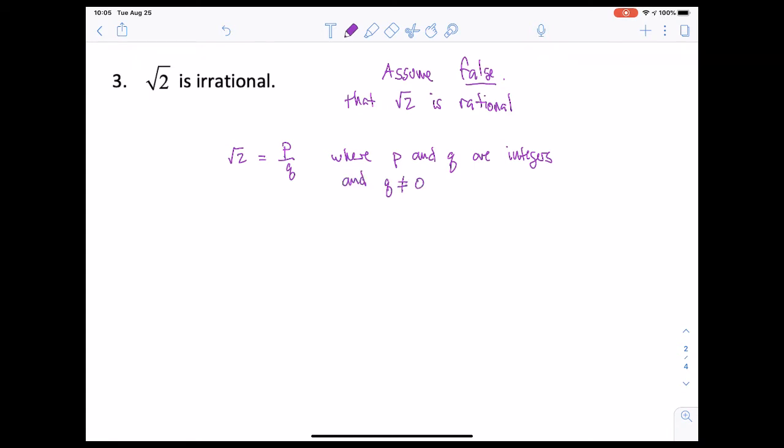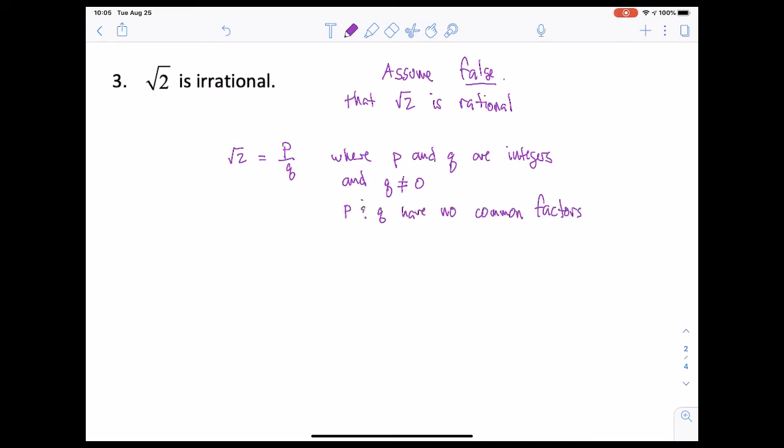There's one other thing that we need to assume here, which is a little hard to see, but the idea is that if this is rational, p and q also can't have any common factors because they would divide out when they were put in the fraction.